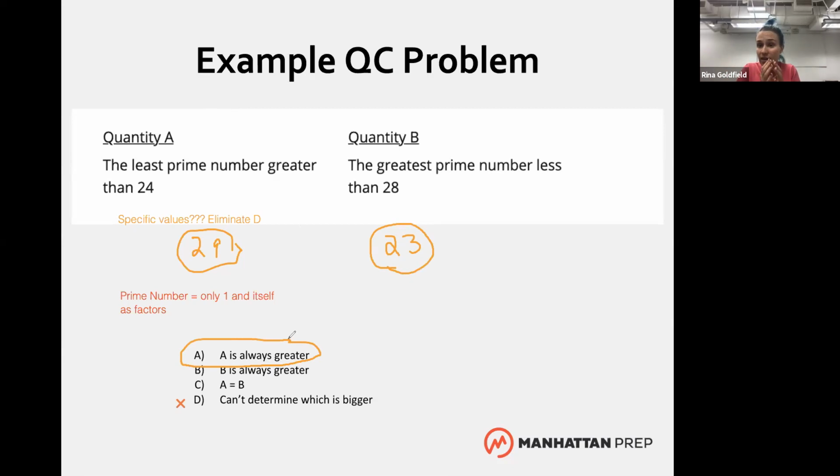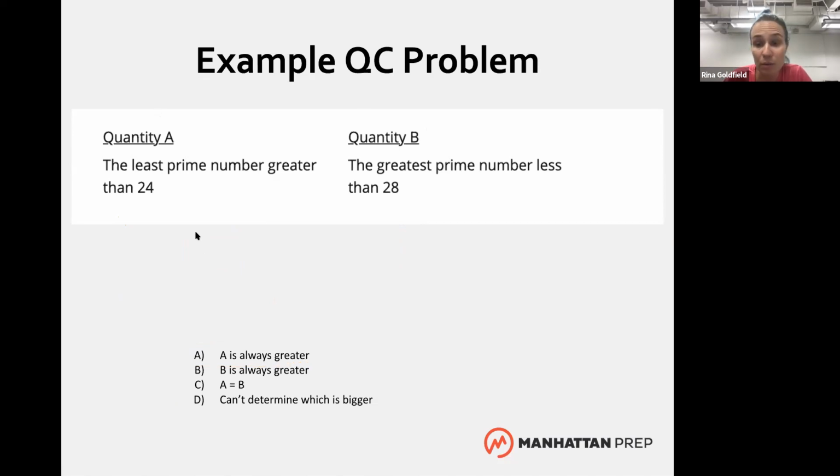Different mechanism here. We have specific values, so we're eliminating D, but we are thinking about how can I find those specific values. Okay, so this is the intro to quantitative comparison here. We always have these two quantities, A and B. Sometimes they're specific, sometimes they're not. These are our four answers. They're always going to be the same. A is greater, B is greater, A equals B. Can't determine. A, B, and C all have this implied always.